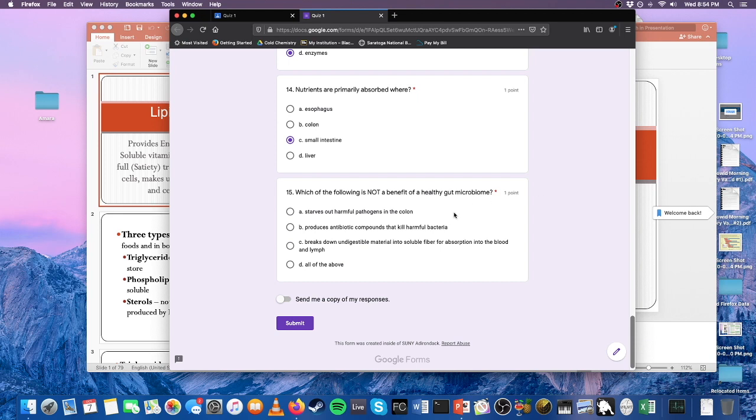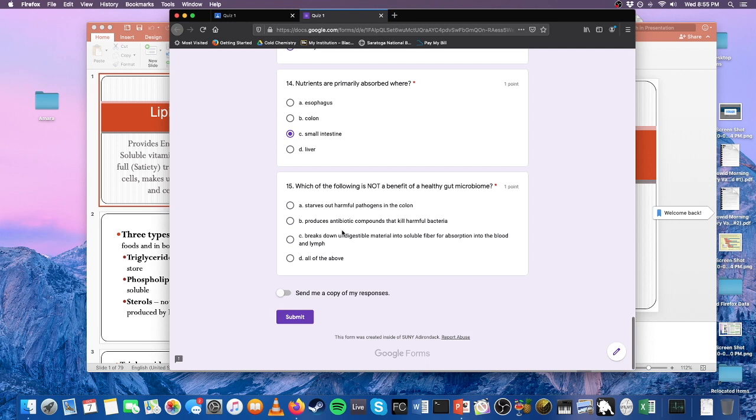And question 15, which of the following is not a benefit of a healthy gut microbiome? So we talked about these benefits in class. We said that a healthy gut microbiome will starve out harmful pathogens, produce antibiotic compounds that kill harmful bacteria, and will break down undigestible material into soluble fiber for absorption into the blood and lymph. So these are all benefits of a healthy gut microbiome.